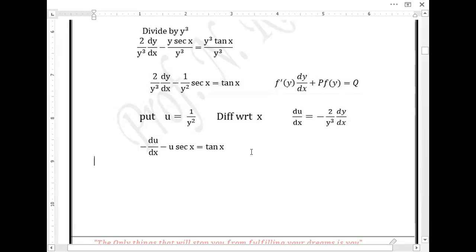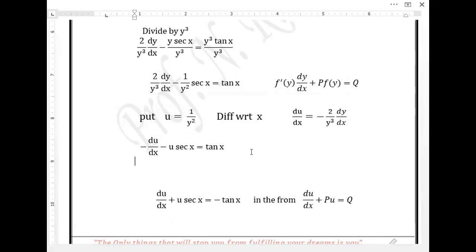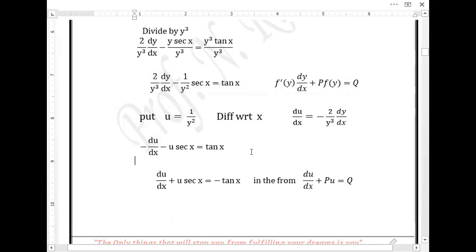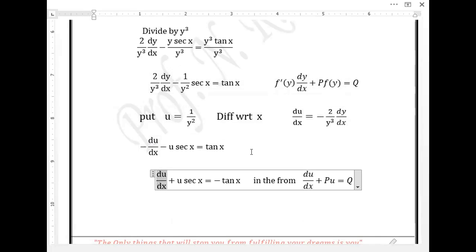But it is not a linear differential equation because the coefficient of du by dx should be 1. So we have to multiply the entire differential equation by a minus sign. After multiplying by the minus sign, we get du by dx plus u sec x is equal to minus tan x. It is the linear differential equation in the u variable, that is du by dx plus pu is equal to q. Then we have to find its integrating factor.